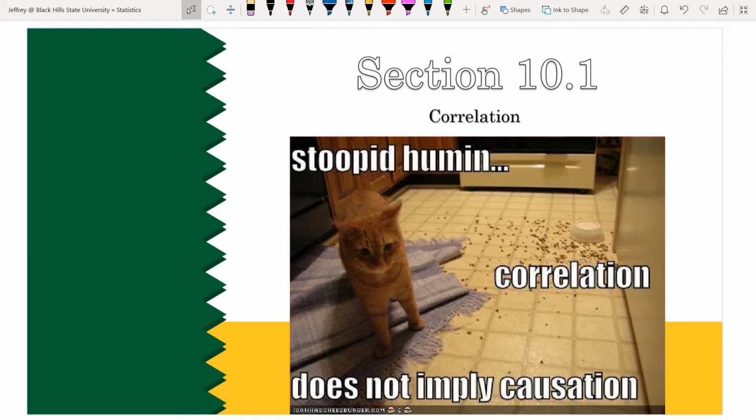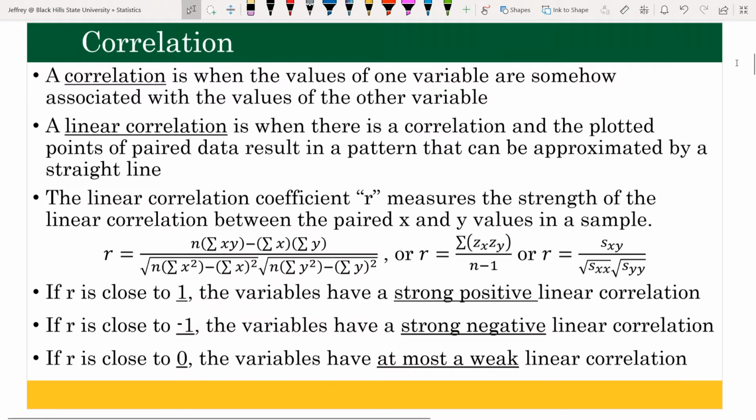Hello everyone. Today we're going to get into correlation and regression. So what is correlation? A correlation is when the values of one variable are somehow associated with the values of the other variable. So in this chapter in statistics, we're going to focus on a linear correlation. So it's basically where we see, do the points line up in a straight line? And if so, how close are they to this straight line?